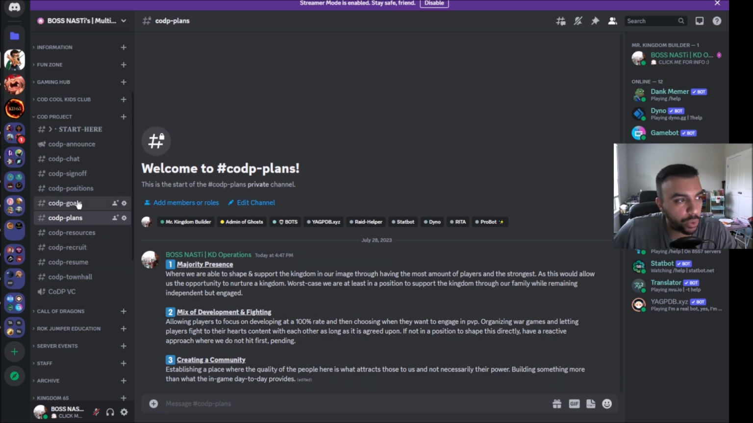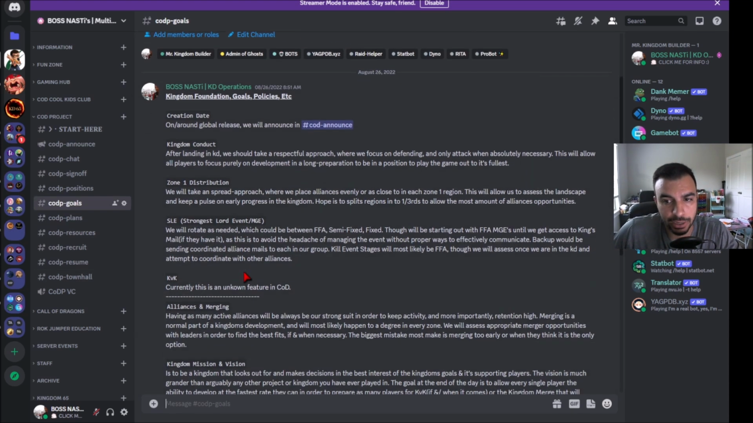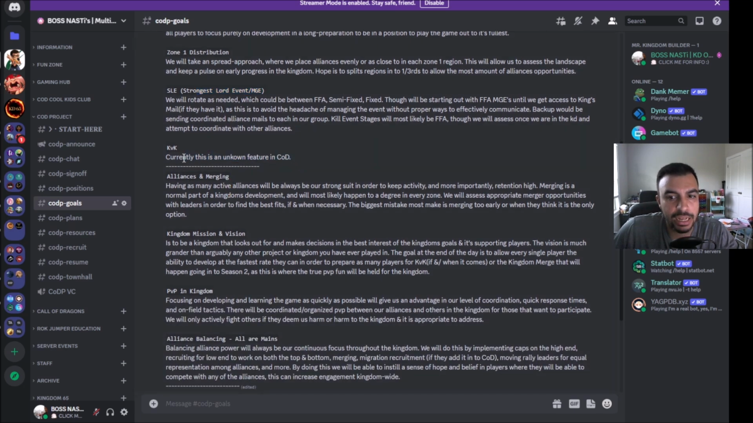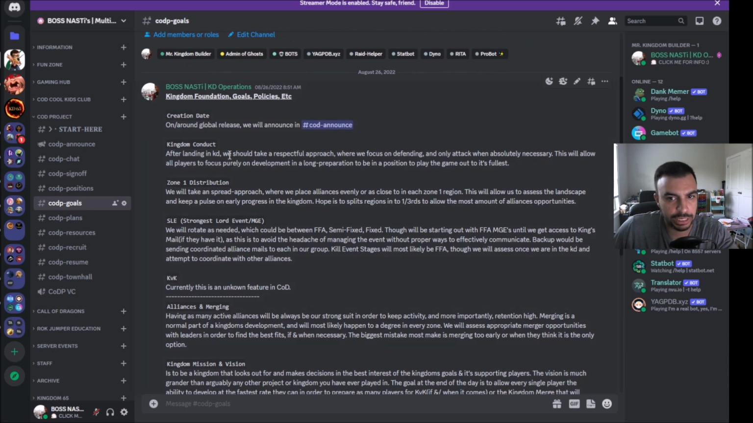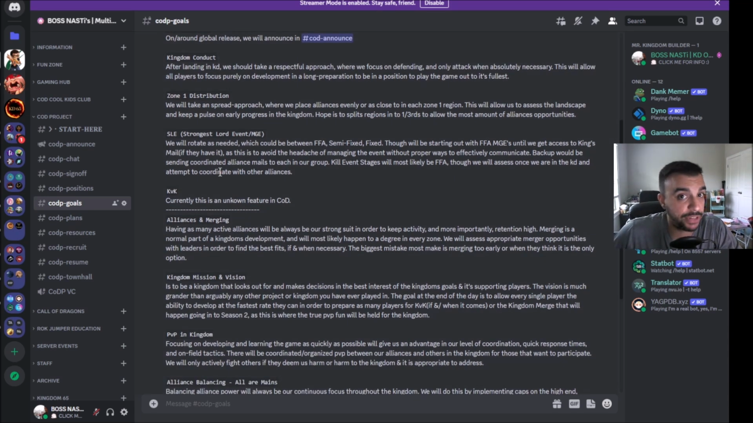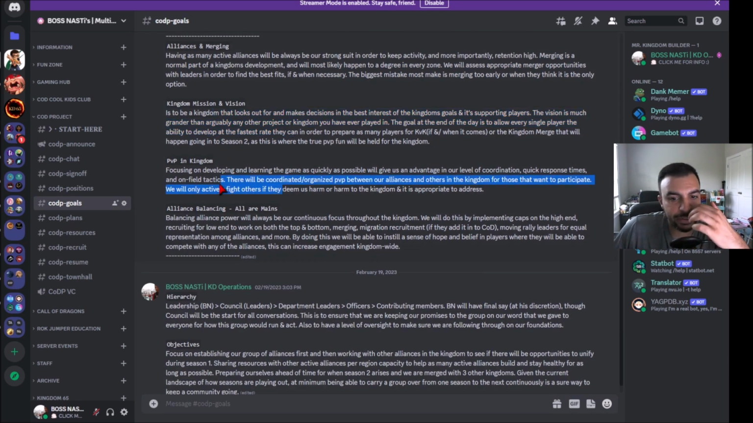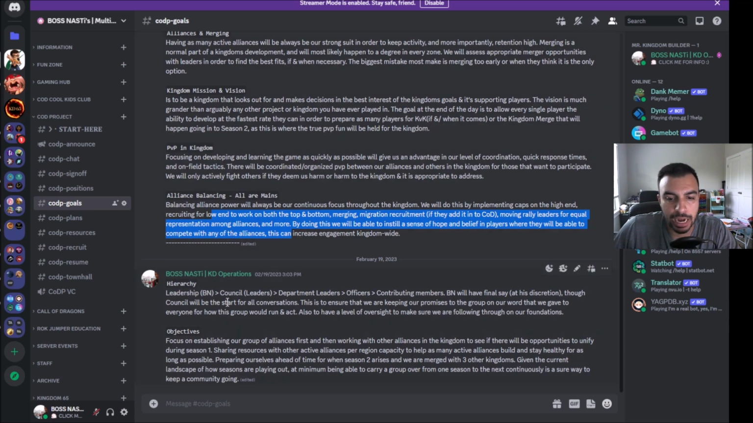Then we get to goals, which I think is very important here. You can see that I have Kingdom Conduct, Zone 1 distribution stuff, SLE for Strongest Lord, KVK. This is the format I did before everything was announced, so I have to update that one. But things like Alliances Emerging, Kingdom Mission and Vision, PvP in the Kingdom, Alliance Balancing, Hierarchy, Objectives. I could still expand on the plans itself. This is more of what we're talking about for goals: what are your end game things, how are you going to manage the kingdom, so to speak.